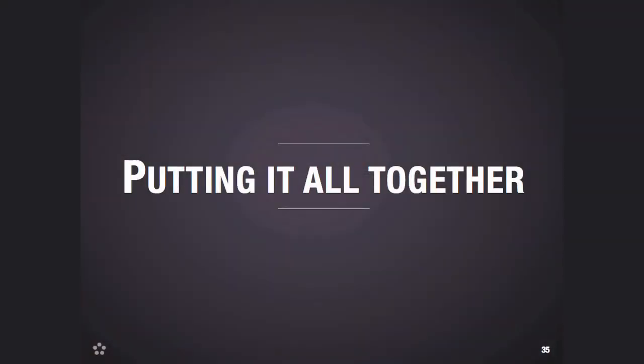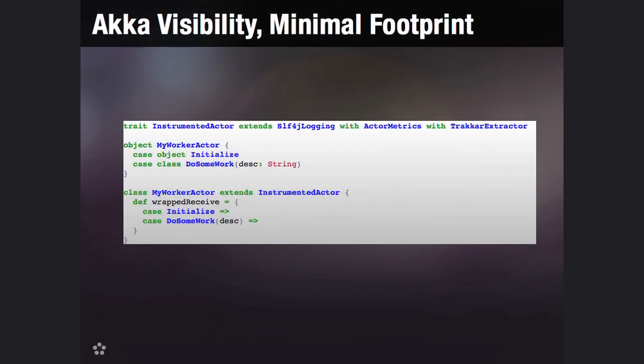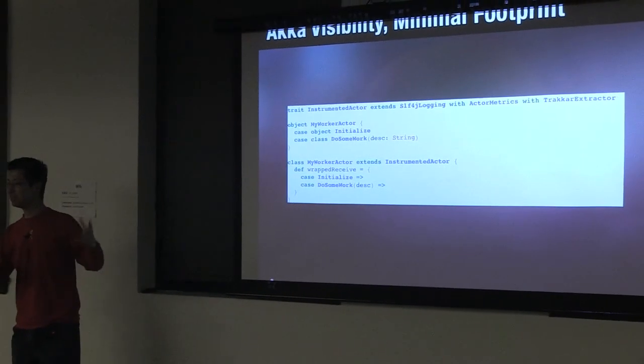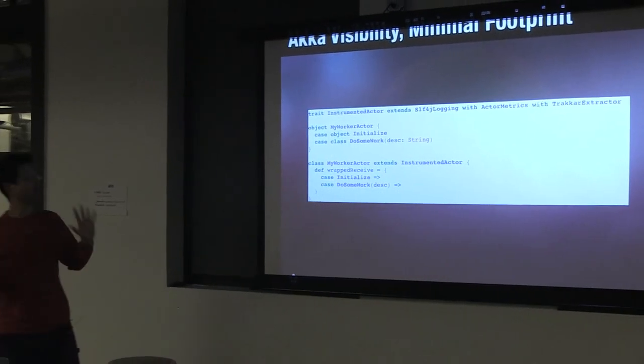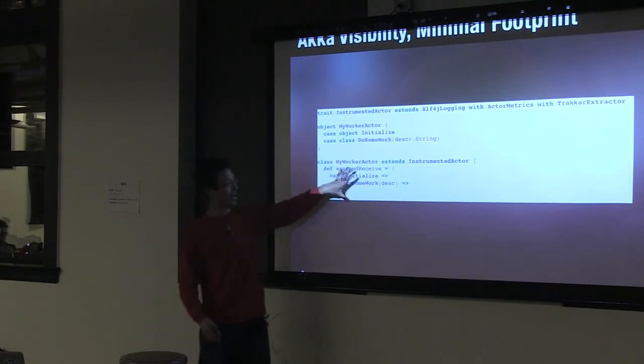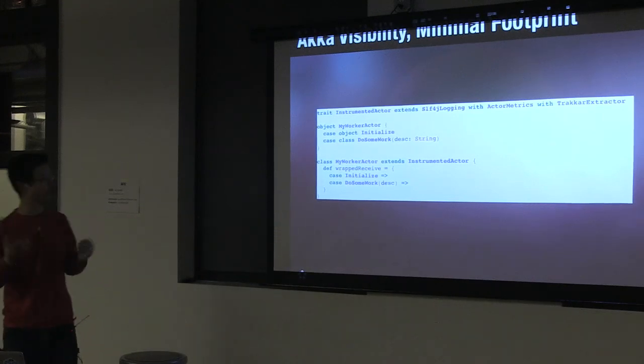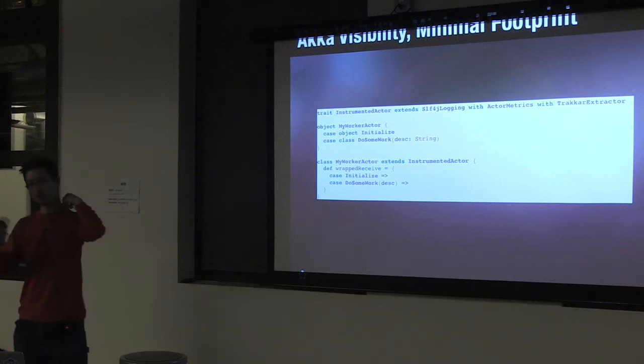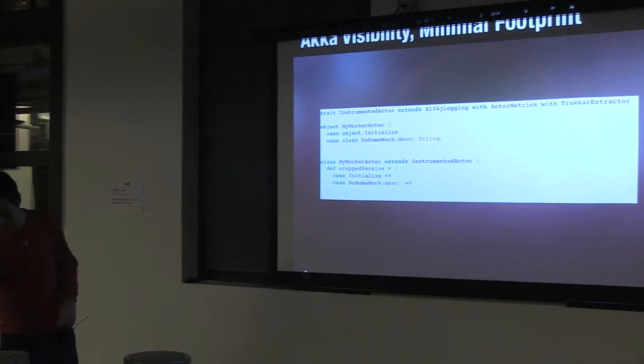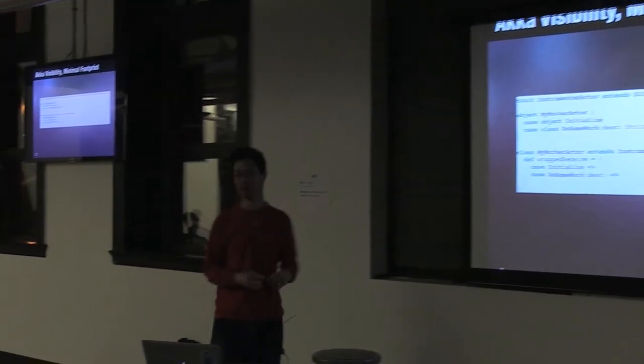So if I put together all the traits that you've seen, this is something that we have. We have, for example, an instrumented actor trait. This mixes in our logging trait, our actor metrics trait, and our tracing trait, and you can just add whichever one of these you need. And then we have the class extends this, and this is very different from AOP. Basically, I know exactly what is being instrumented in my code, which I personally prefer, and you get all the other stuff for free without clogging up your business logic.